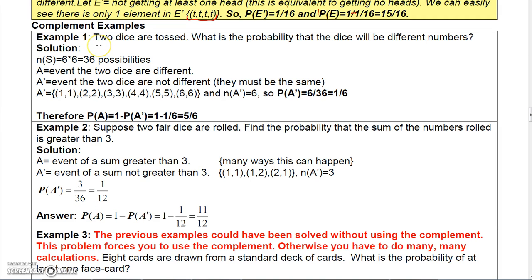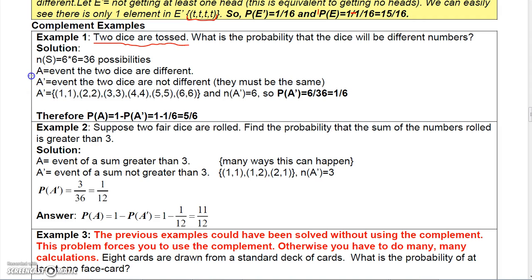Now you can actually avoid using the complement, but sometimes it makes more sense. This one you could probably figure without using the complement, but I'm going to use it. It's a simple case of using the complement. It says 2 dice are tossed. What is the probability that the dice will be different numbers? Well, there are a lot of ways the dice can land to be different numbers. It's easier to find the probability that they are not different numbers, in other words, that they are the same number.